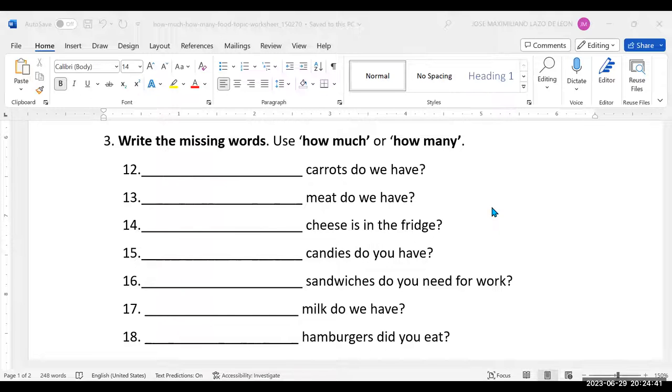Okay, perfect. Number 13. How much meat do we have? How much cheese in the fridge? Okay, number 15. How many candies do you have? Candies. 16. How many sandwiches do you need for work? Sandwiches. Okay, 17. How much milk do we have? 18.